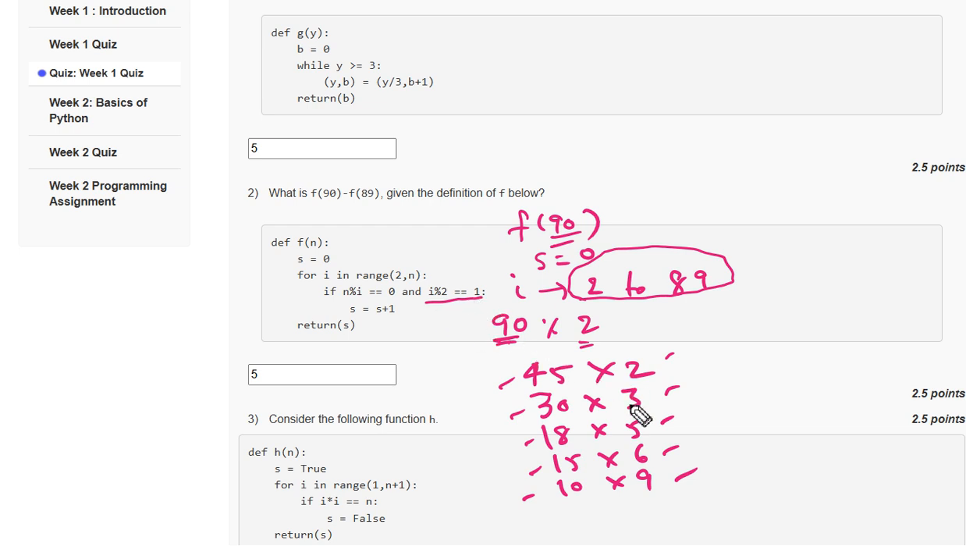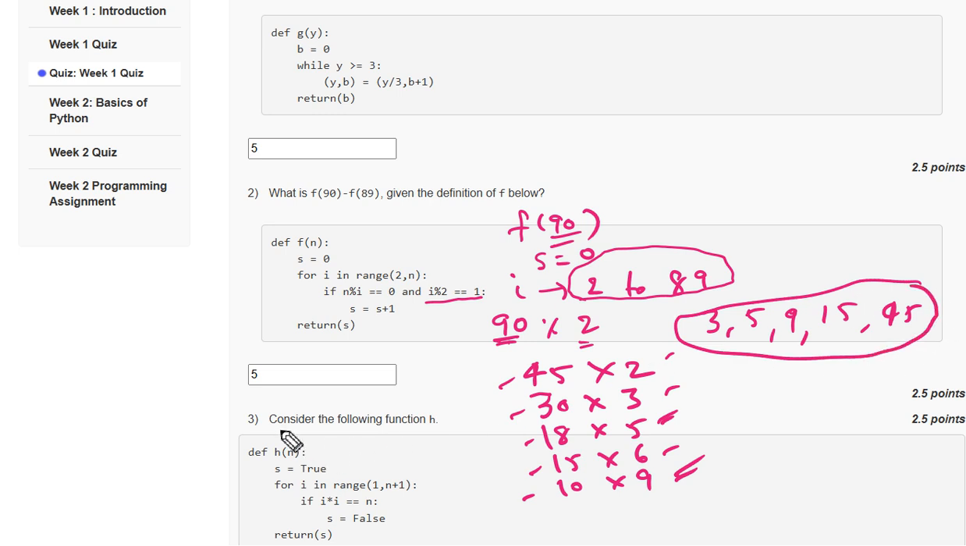Whatever the values we got, among these values, we need to extract only the odd numbers. So what are the odd numbers? 3 is one odd number, 5 is one odd number, 9, next 15, next 45. So totally there are 5 odd numbers. So the answer is 5. Let us go through the third question.